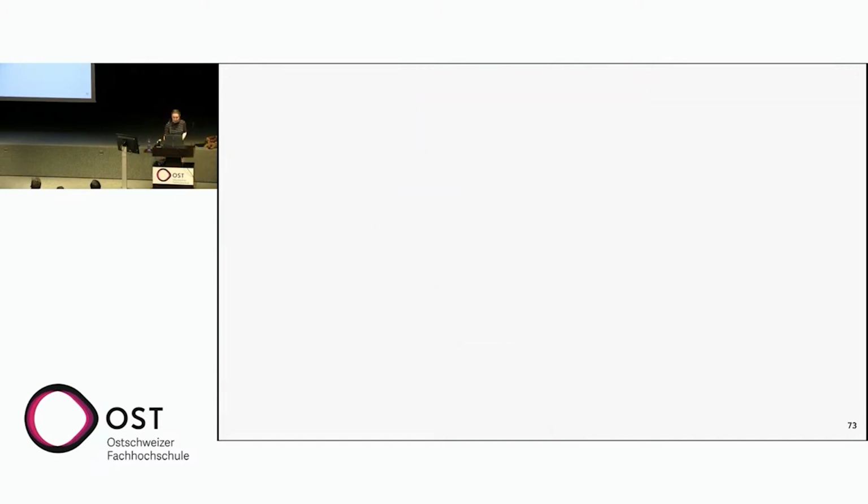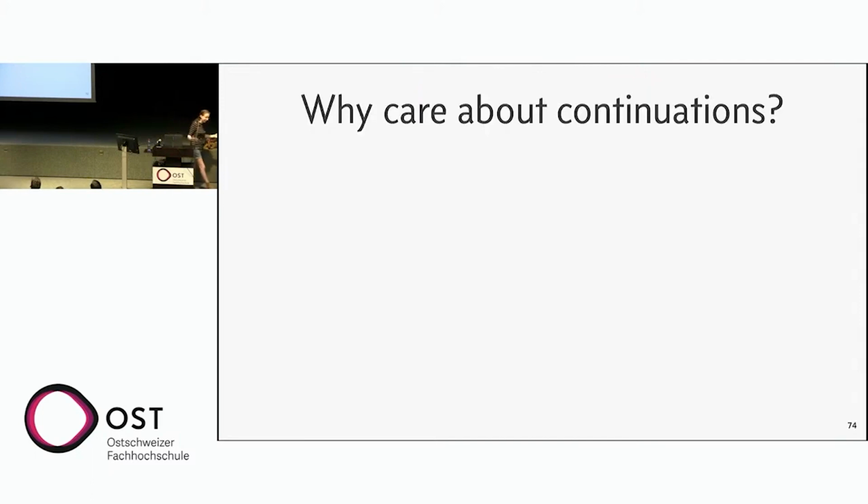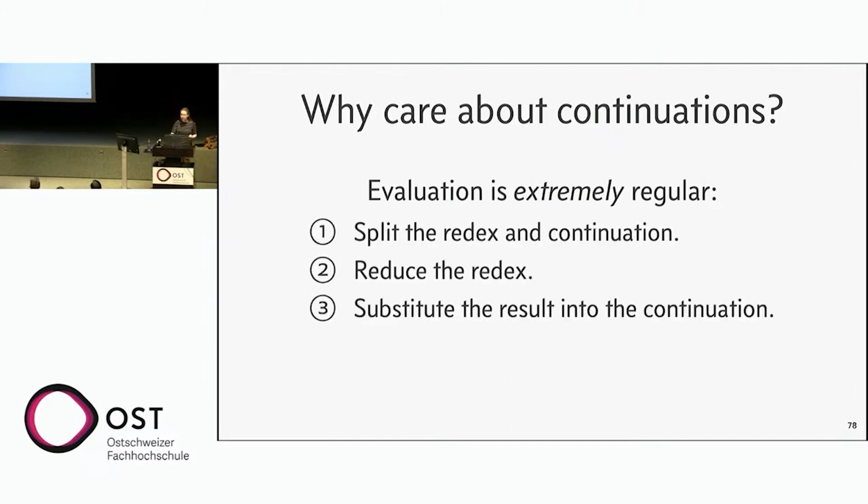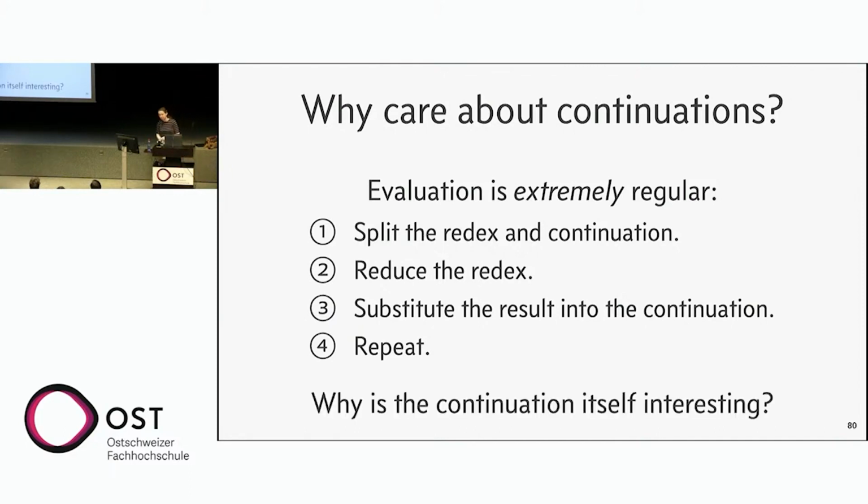Makes sense? All right, so why care about this concept? This is all well and good, but it doesn't seem particularly interesting, because this process that we've been describing is extraordinarily mechanical, right? We split up the term, we reduce the redex, we substitute it back into the continuation, and we repeat. And that's all we've been talking about. And so it might seem like the continuation is the background, and the redex is the foreground. Obviously we care about the redex because that's what we're actually doing, but we don't really have much reason to think about the continuation itself, because we're so used to reasoning about it in this way. Of course, there's more to do, but that's not what we're focusing on right now.